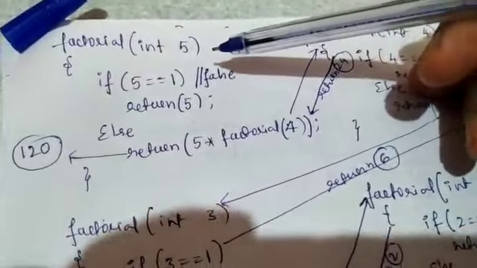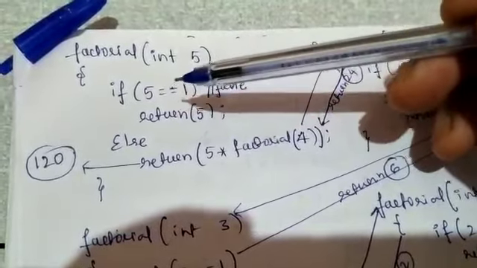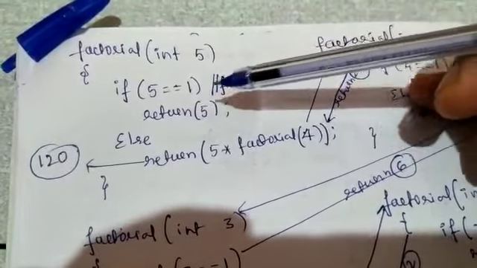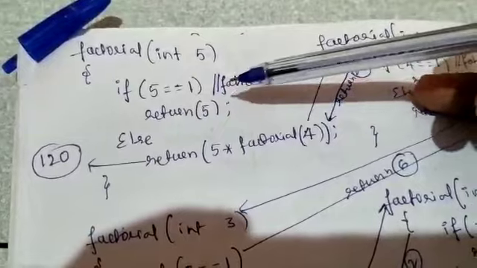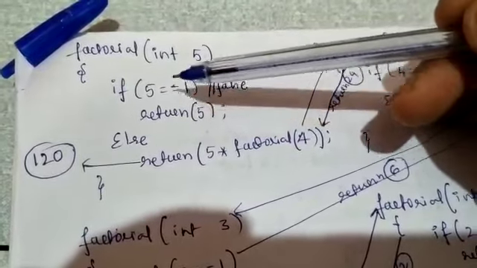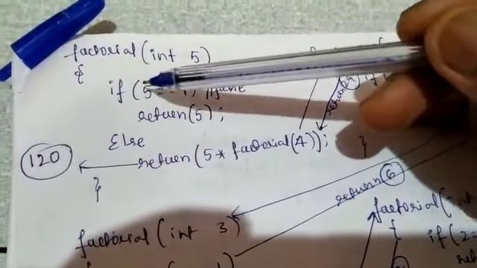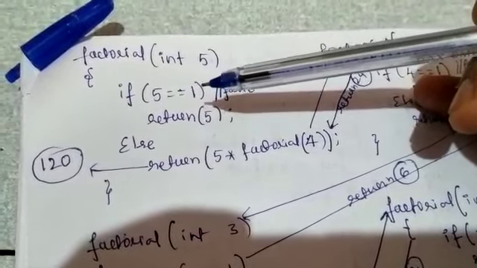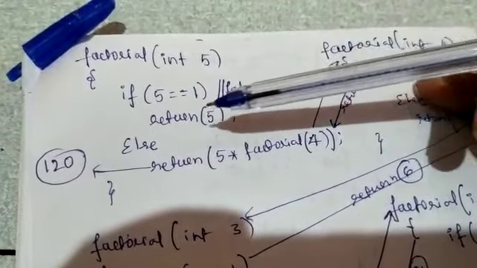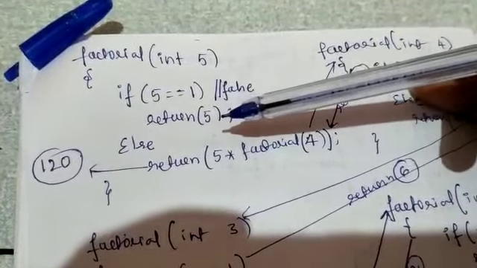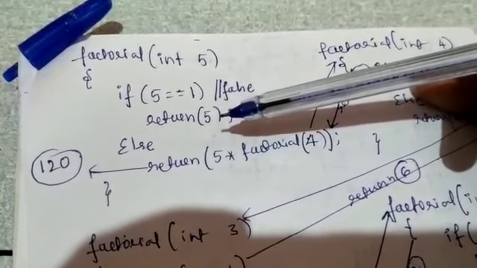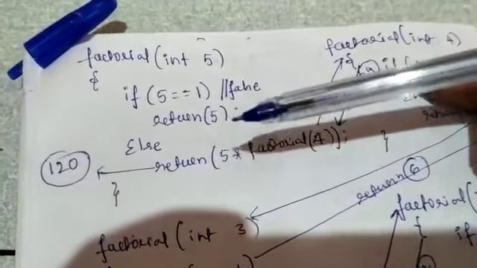If 5 is equal to 1, if this given condition is false, return 5. Obviously the given condition is false because 5 is not equal to 1. The result is 5, and it returns 5. Else return 5 into factorial of 4.